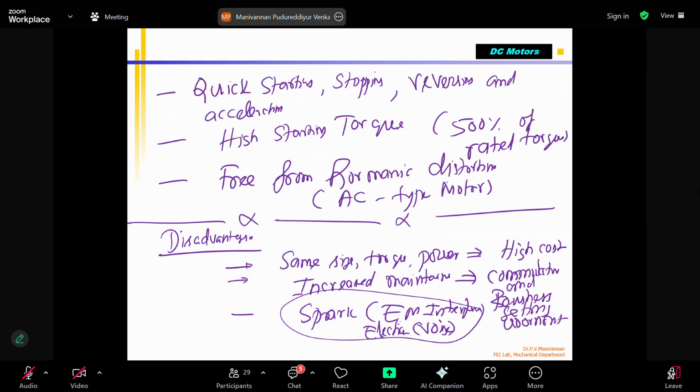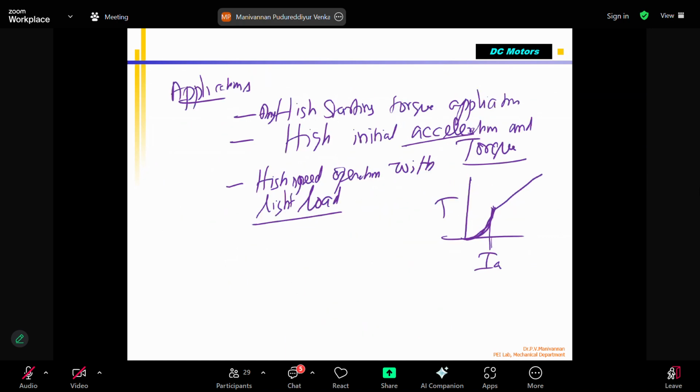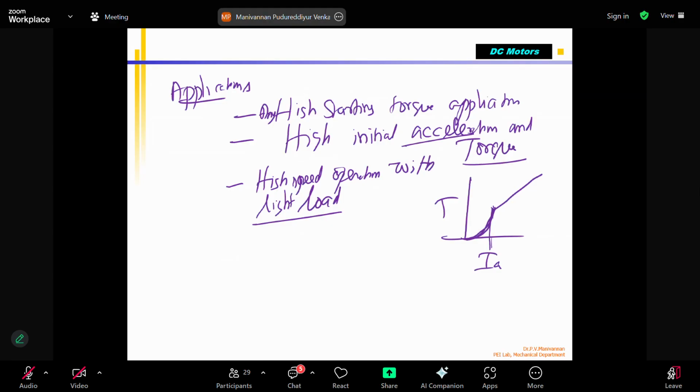So you can expect some simple problems: write about a series motor and shunt motor with the schematic, and write the equation for torque and speed of the shunt motor. Also draw the characteristic curves of a DC motor, speed versus current, current versus torque. Then maybe a simple problem to calculate the speed when the P value, A value, and Z value are given, from the equation. That's what you can expect from this.